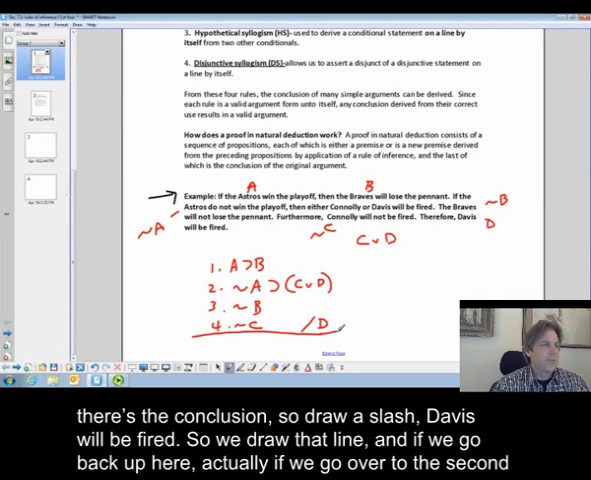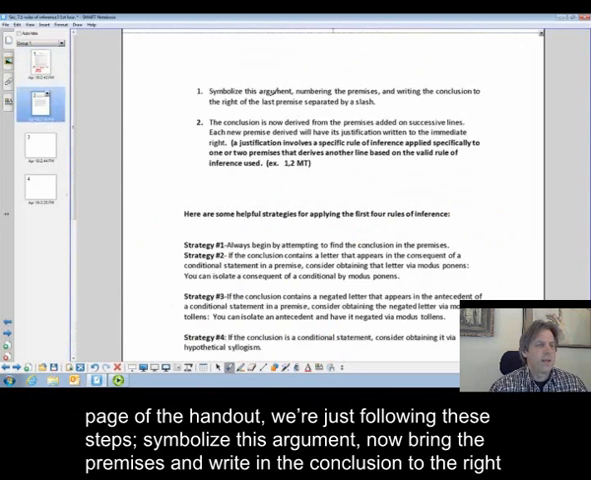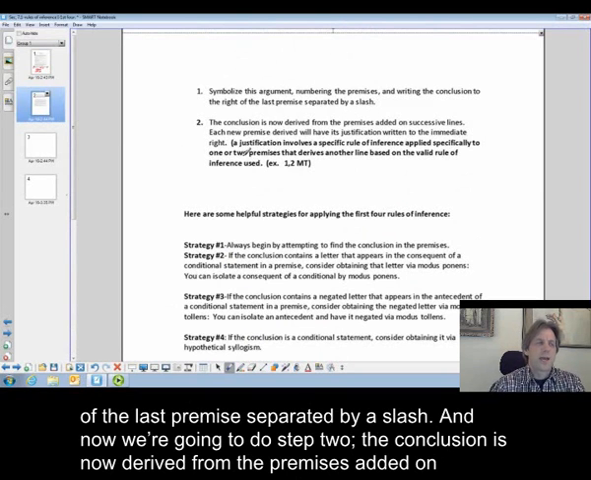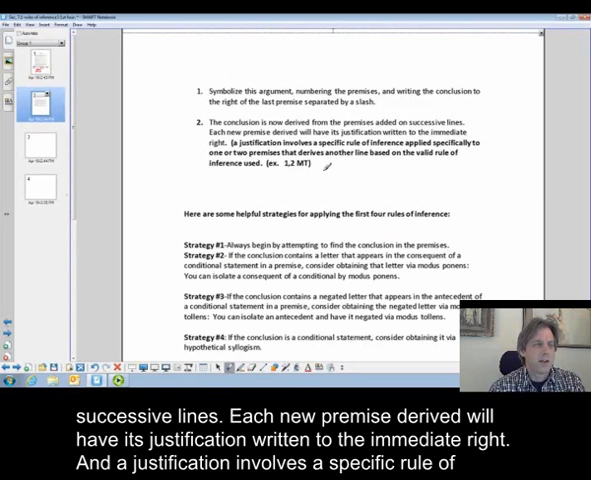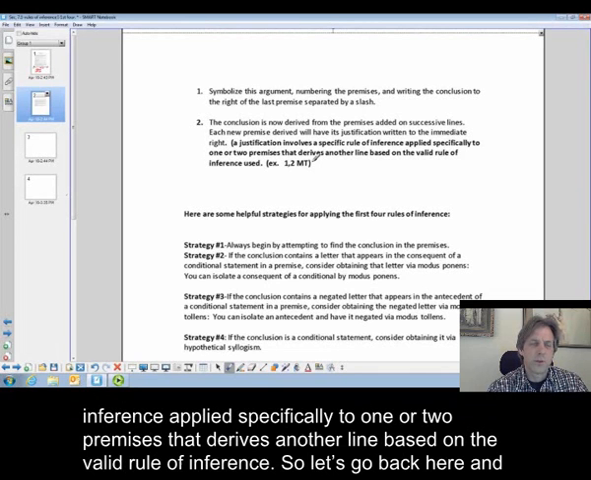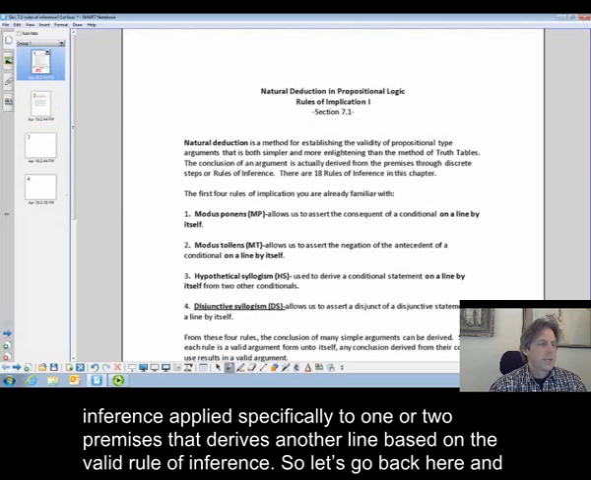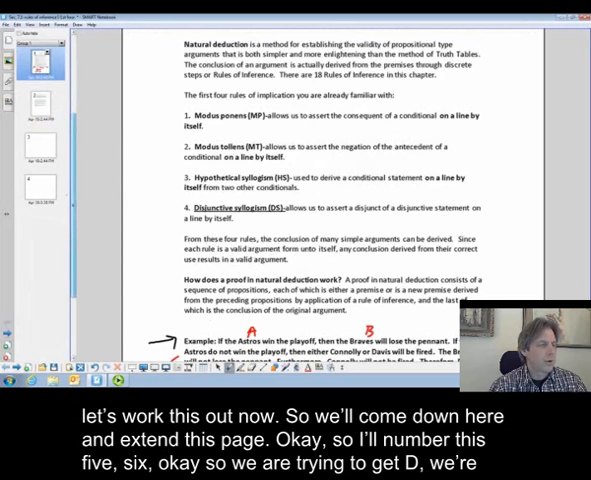So we draw that line, and if we go over to the second page of the handout, we're just following these steps. Symbolize this argument, numbering the premises and writing the conclusion to the right of the last premise separated by a slash. And now we're going to do step 2. The conclusion is now derived from the premises added on successive lines. Each new premise derived will have its justification written to the immediate right, and a justification involves a specific rule of inference applied specifically to one or two premises that derives another line based on the valid rule of inference. Okay? So let's go back here and work this out now.